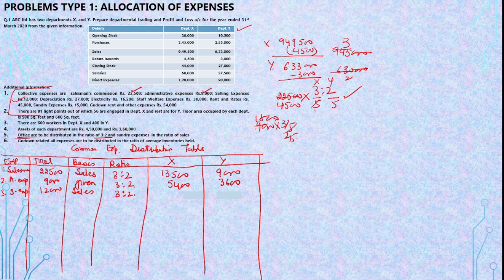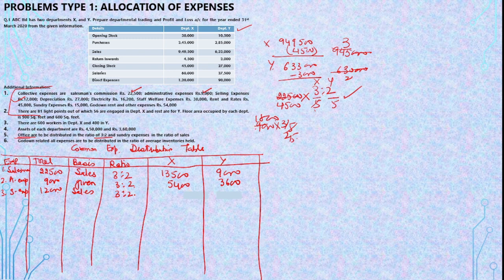Then you have depreciation. Depreciation will be distributed in the ratio of assets value. Depreciation is employed on the assets. So the assets value is 4,50,000 and 3,60,000. It is given. So you have the ratio 5:4, that means 5 by 9, 4 by 9. So 27,000 into 5 by 9, 15,000 for X and 12,000 for Y.